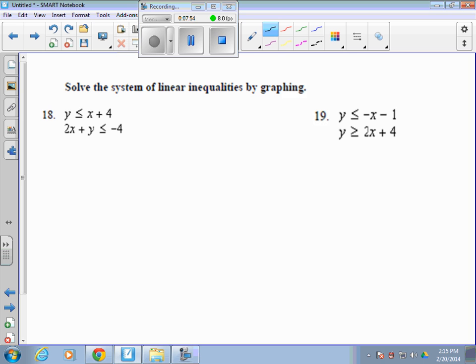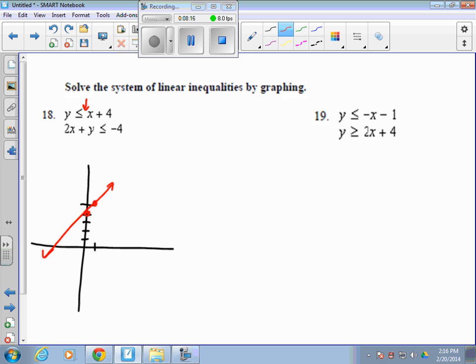And then for numbers 18 and 19, we're graphing both of these inequalities on a graph. So we'll go a little bit faster through these. mx plus b, b tells you to begin at 4. So begin at 4. Your m value is 1. Go up 1 and over 1. That's your second point. It's or equal to, so it's a solid line, not a dashed line.